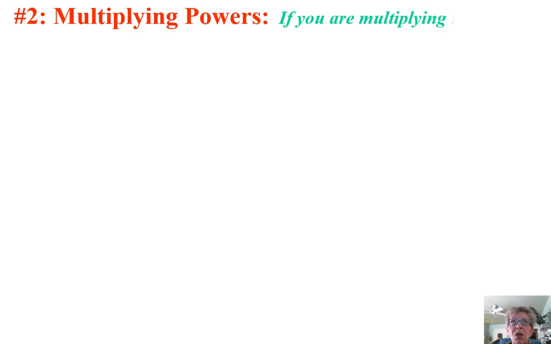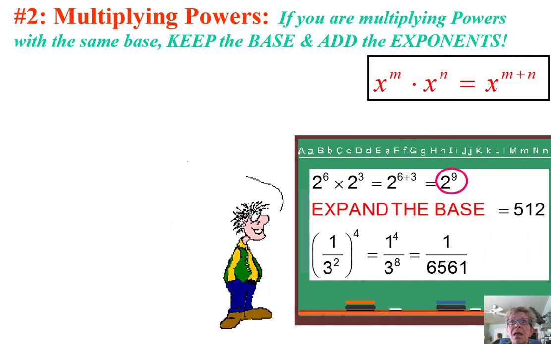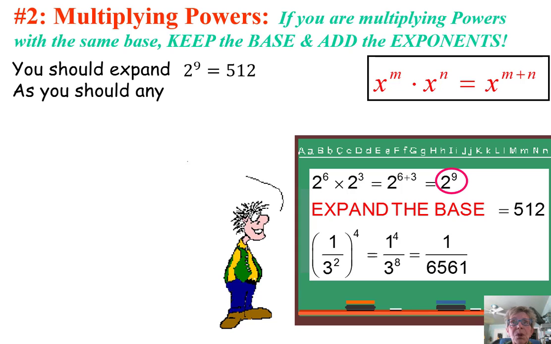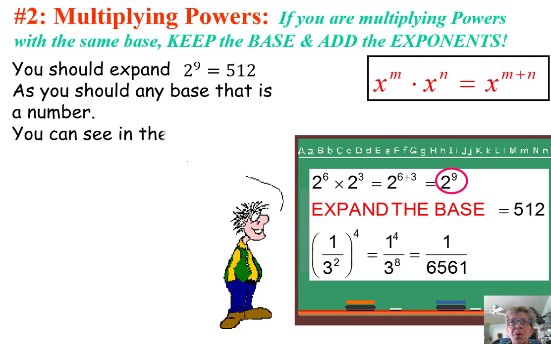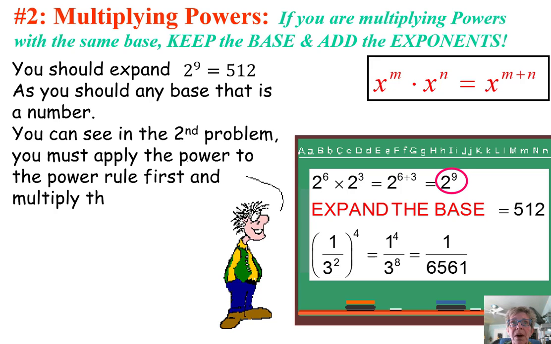The second rule we're going to look at today, multiplying powers: if you're multiplying powers with the same base, that rule says that you add the exponents. You'll see the rule in the upper right-hand corner, but look at the green board for an example. 2 to the 6th times 2 to the 3rd equals 2 to the 9th. Now, don't leave that answer as 2 to the 9th. Always expand the base to make 2 to the 9th equals 512.